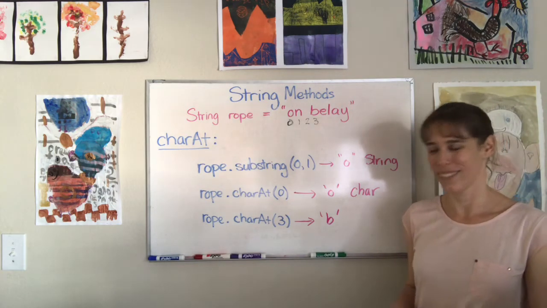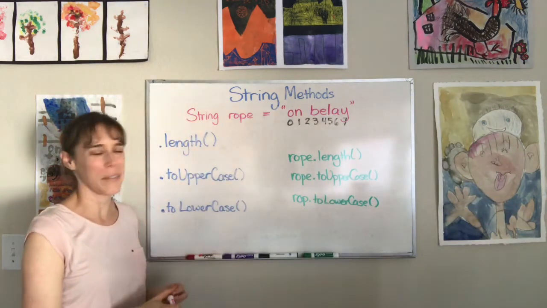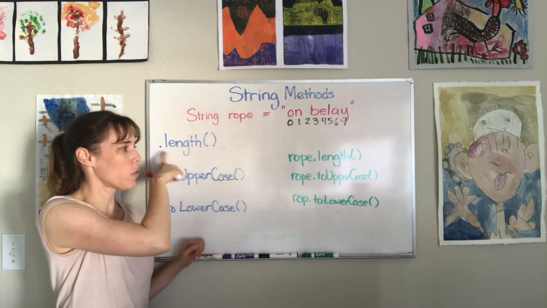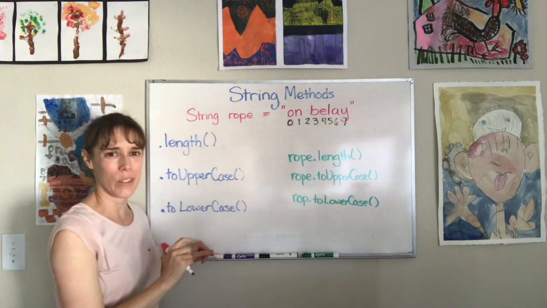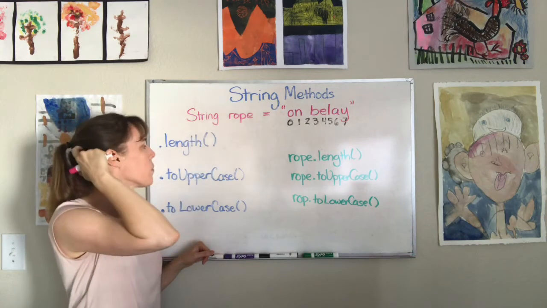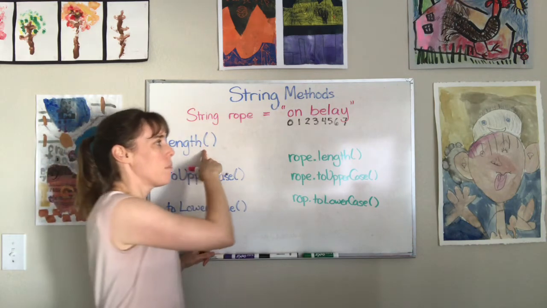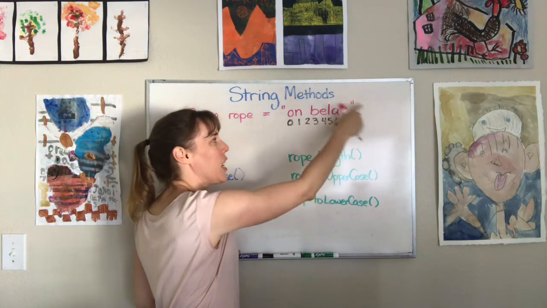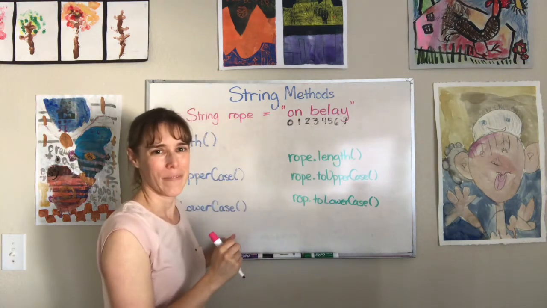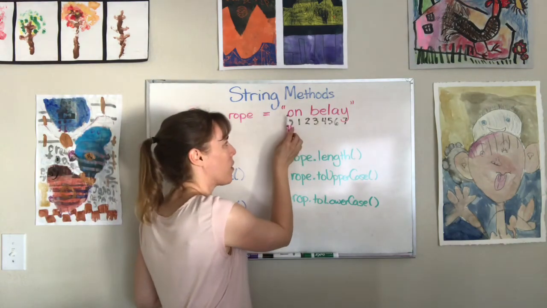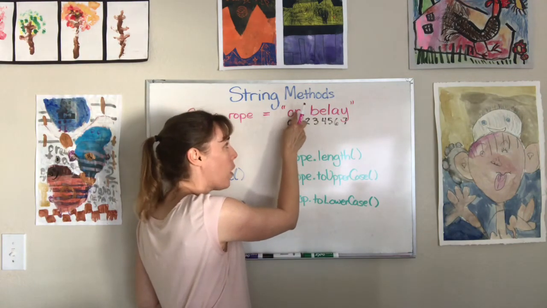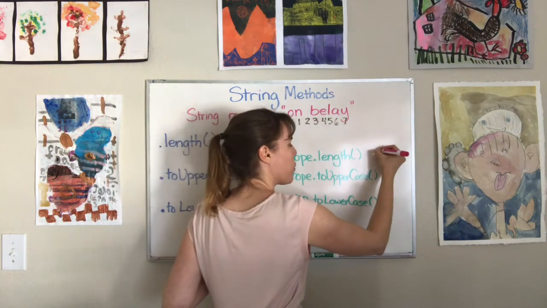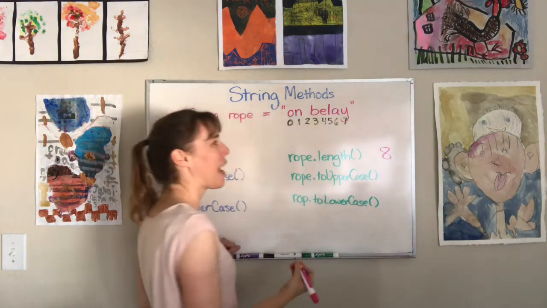Next one. All right, now come the easy ones. Length. So this is truly just counting how many letters are there, or how many characters are there. Please do not confuse the length with the last index. This is not a 7-letter string. This is an 8-character string. If you actually count them, 1, 2, 3, 4, 5, 6, 7, 8, there are 8 things there. So rope.length should give you back 8.